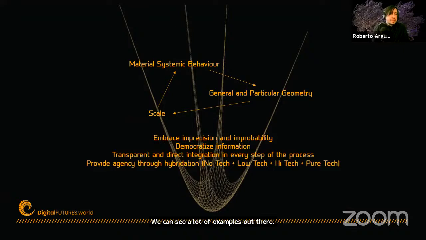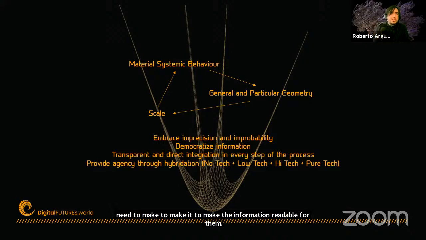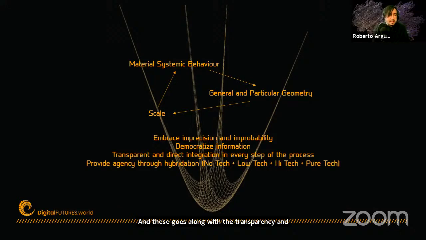There is also a need for democratization of information. Why? Because not everyone is specialized in the building of complex geometries or complex architecture or complex design. We need to look for ways to make people understand in the broadest way how the geometry and its complexity work. And because we have a lot of people involved in different stages of it, we need to make the information readable for them, from the person that is managing the project to the person that is putting a bolt on the structure. And this goes along with transparency and direct integration in every step of the process.